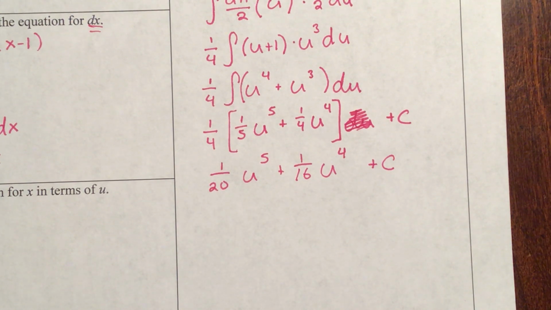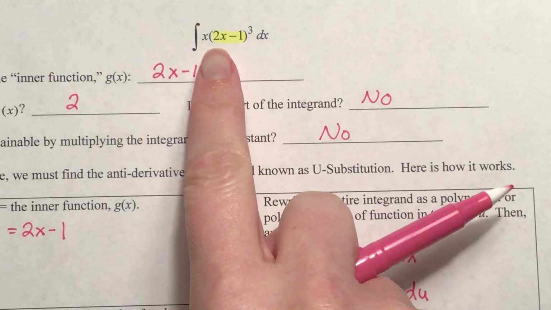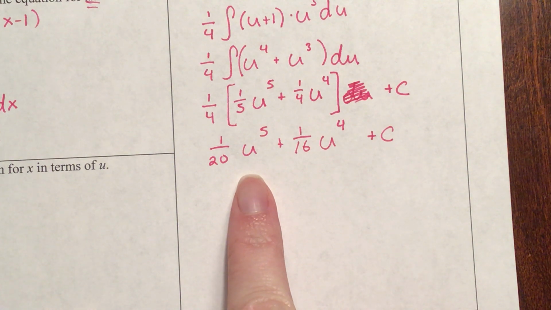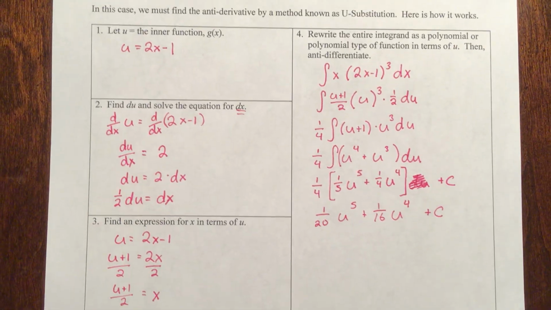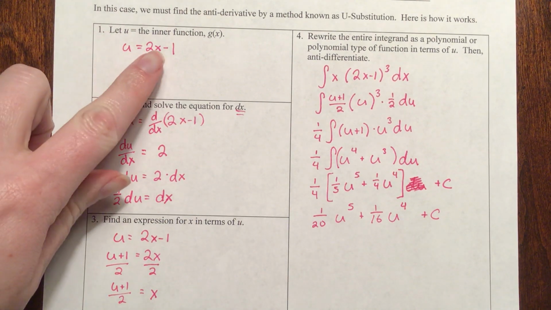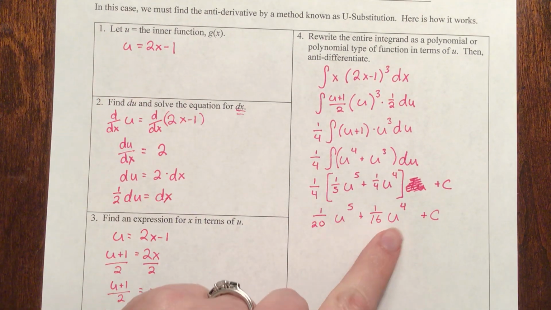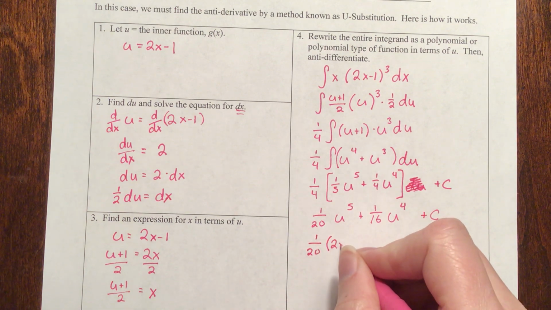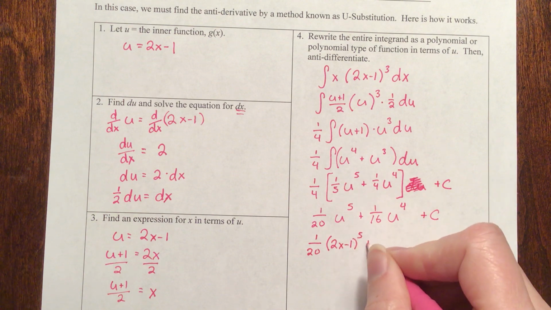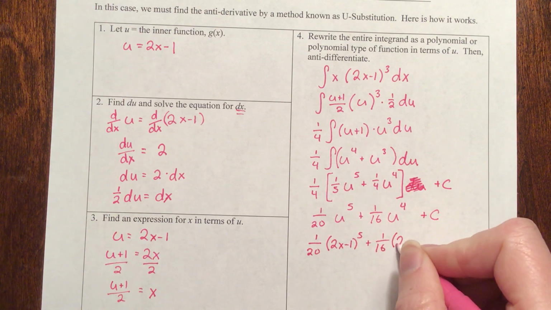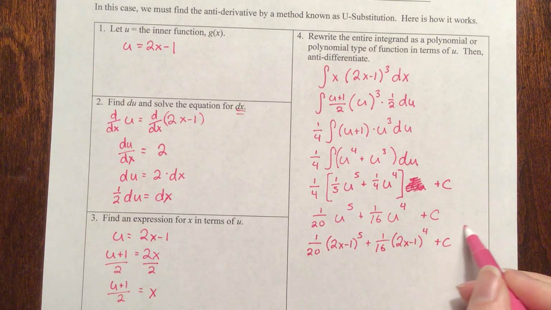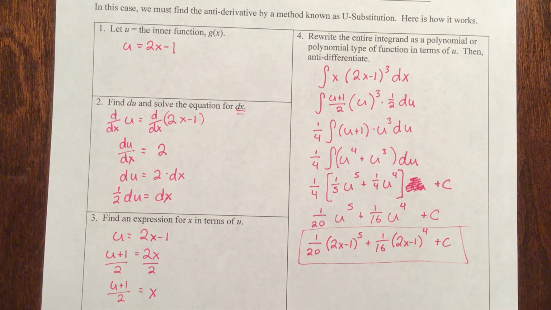Okay, the last thing is that our problem started out with x's, and our answer currently has u's in it. That's a problem. So we're going to go back all the way up to here on number 1, where it says u equals 2x minus 1, and everywhere we see a u, we have to replace it. This is 1/20th times 2x minus 1 to the 5th plus 1/16th times 2x minus 1 to the 4th plus c. Yay, it's our favorite.